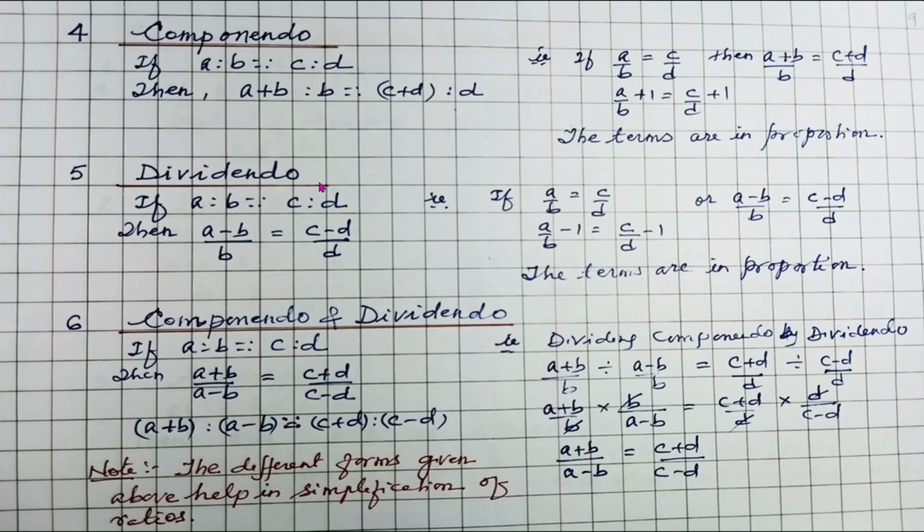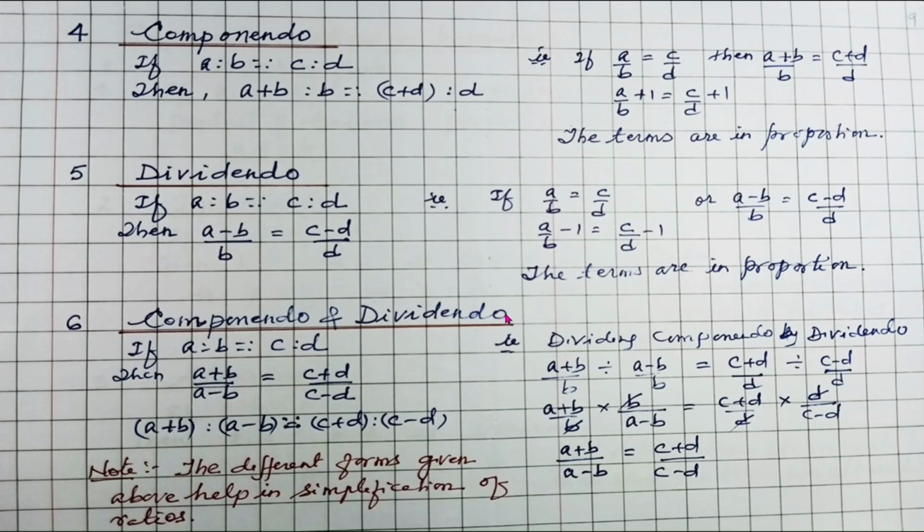Then we have dividendo. If A is to B is proportional to C is to D, then A minus B upon B is equal to C minus D upon D, which is again obtained by subtracting 1 from LHS and RHS, and we find that A minus B by B is equal to C minus D by D, and the terms are in proportion, and that is dividendo.